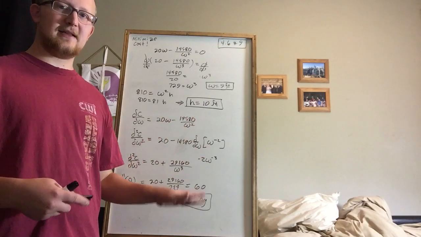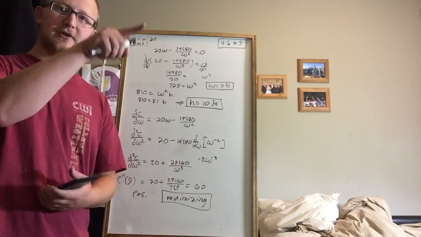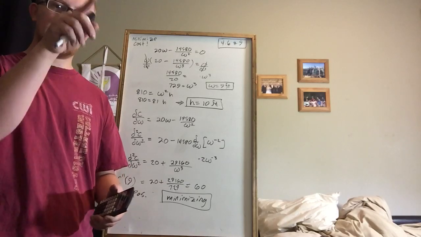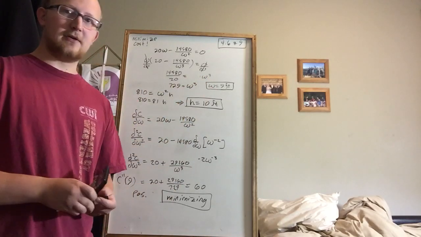If you don't feel like taking the second derivative, then at least graph it on your calculator. Make sure that in the range of the graph, the domain of the graph, there is a minima at the point that we found, which is w equals 9.